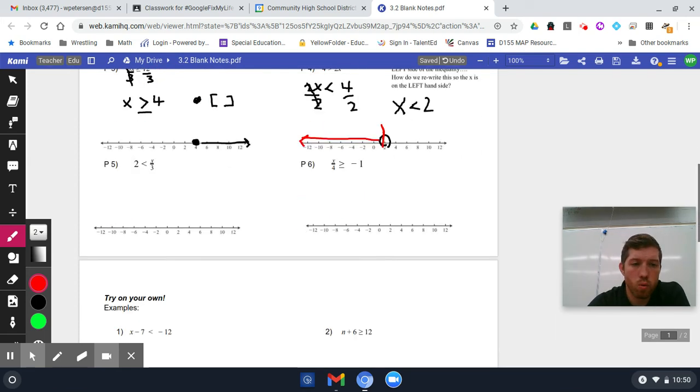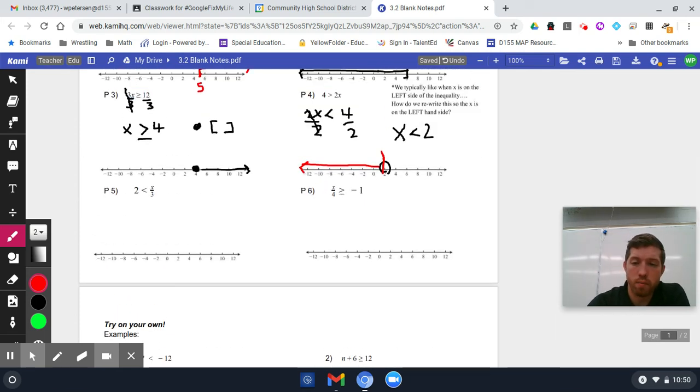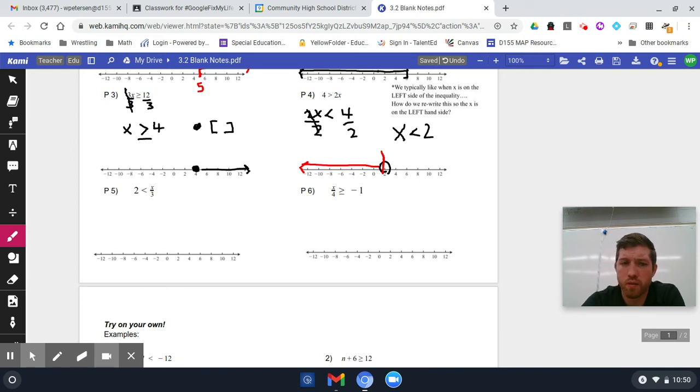All right, let's look at 2 more. Oh, we don't see these type as often, but it's just as easy, right? So this says 2 is less than x divided by 3. Well, what is x divided by 3? How do we get rid of division? Well, that's where we use multiplication. So we're going to go ahead and times it by 3 on both sides.